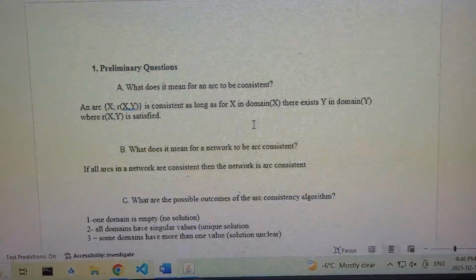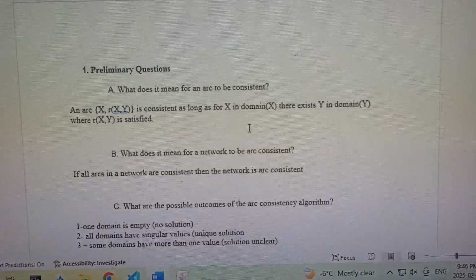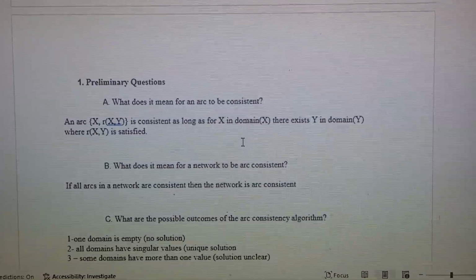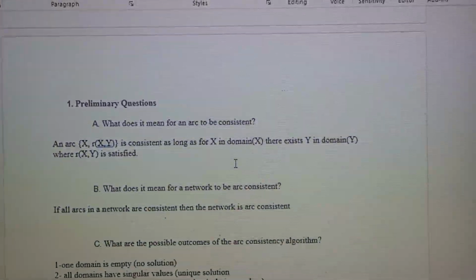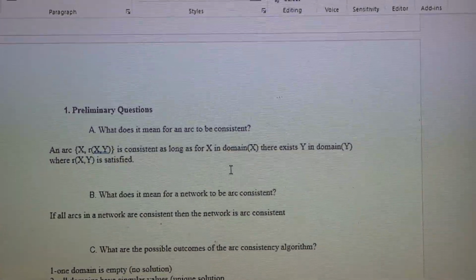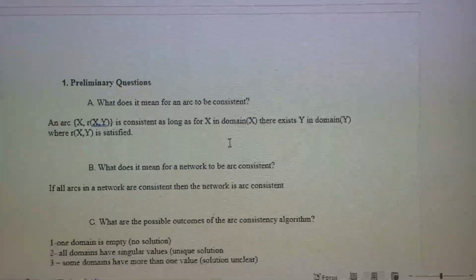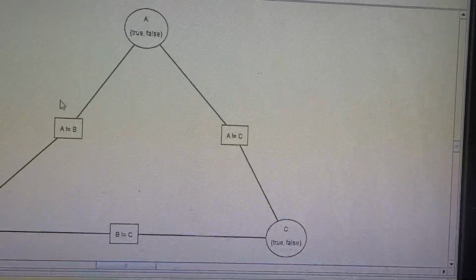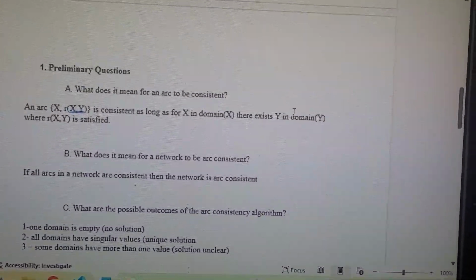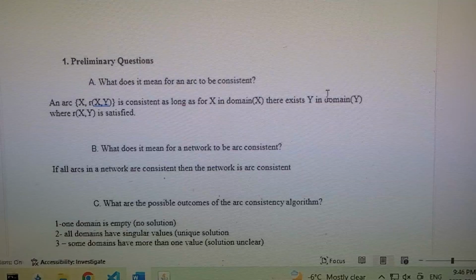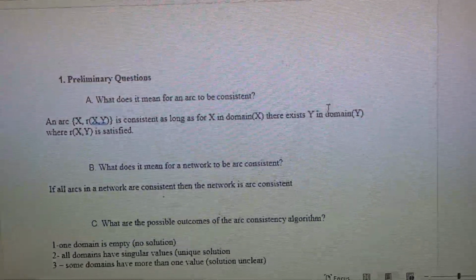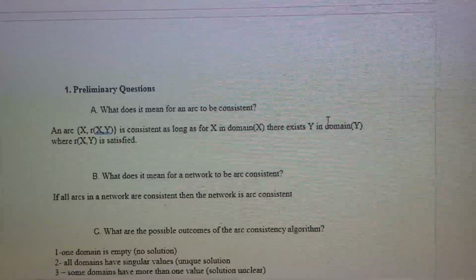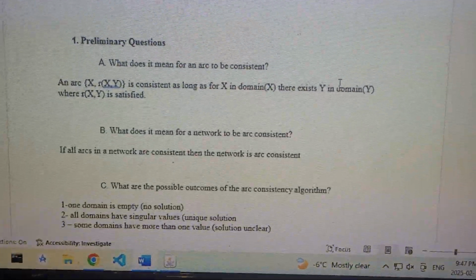This is the direct textbook definition from the slides, and this basically means that for an arc, there needs to be in the domains of the variables, or what are they called? Yeah, in the variables, for any x value, there needs to be a y value where that rule is satisfied. And then what does it mean when a network is consistent?